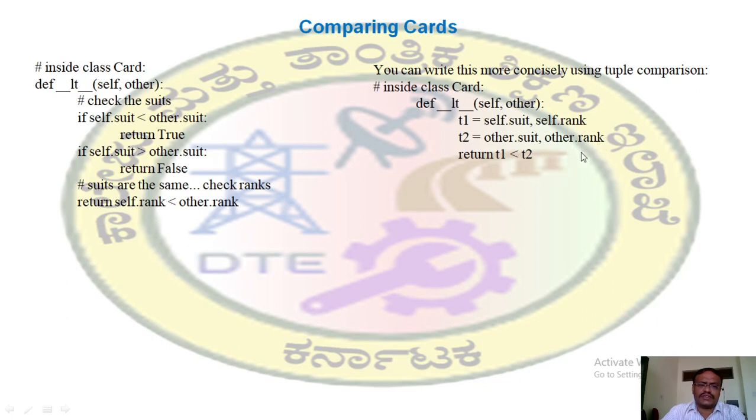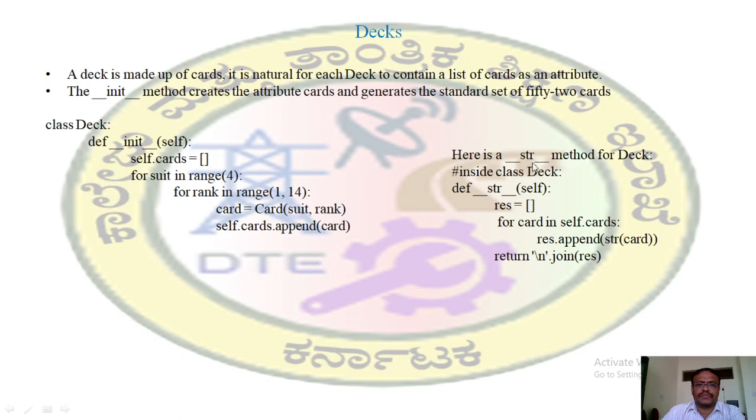Okay, and what I'm doing here is just returning whether T1 is lesser than T2 or not. If T1 is lesser than T2, it returns a true value, else it returns a false value. And let us try to understand what we mean by a deck.